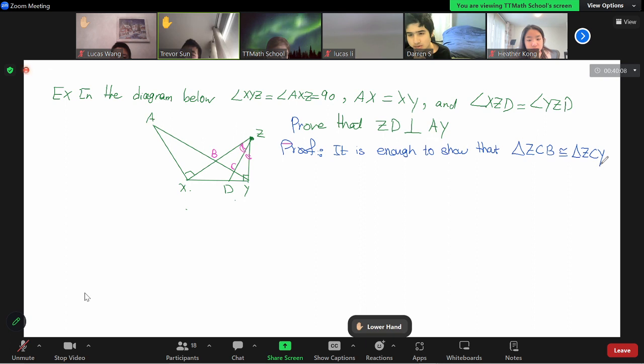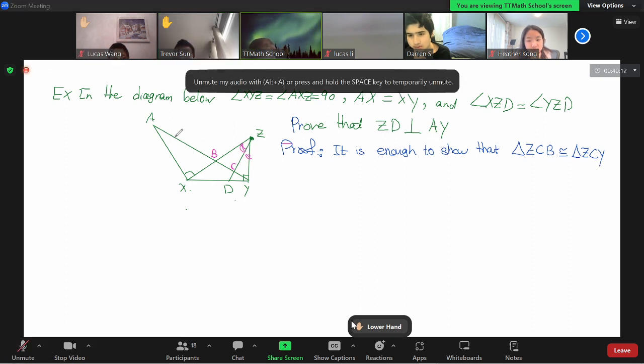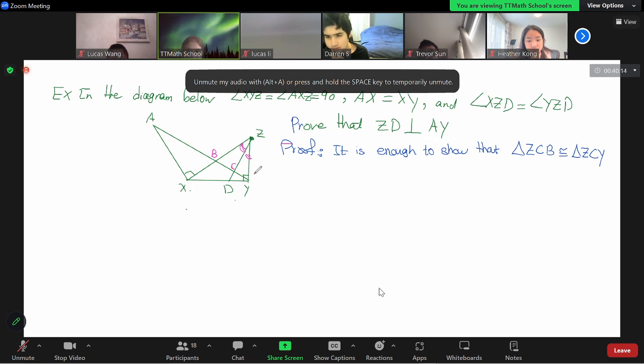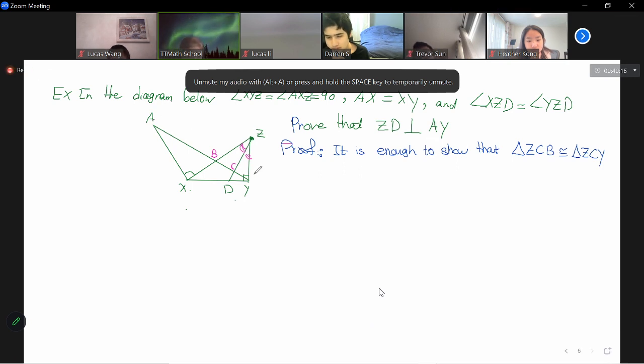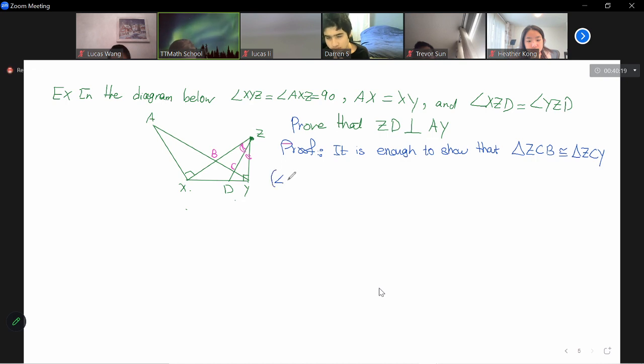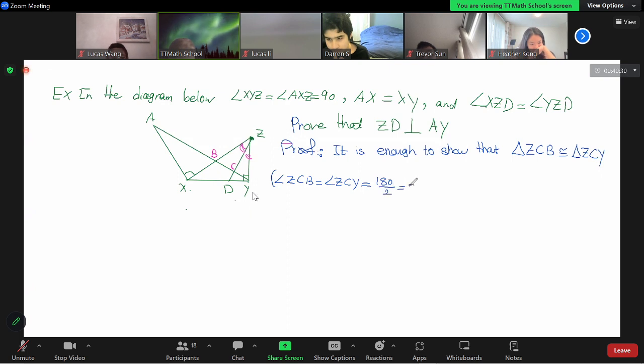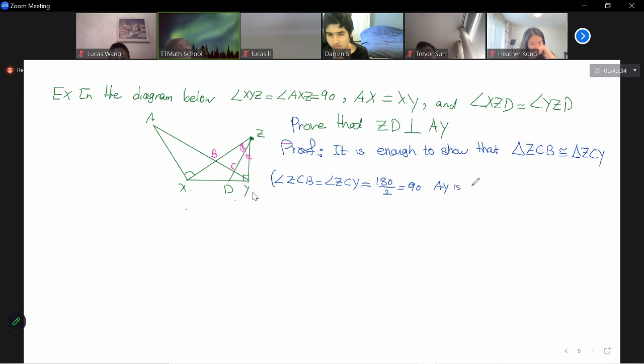Because angle BCY is a 180-degree angle. Exactly, because this is a straight line. AY is a straight line segment, right? So if the angle ZCB is equal to the angle ZCY, since this is a straight line, it's going to be 180 divided by 2, right? AY is a straight line.